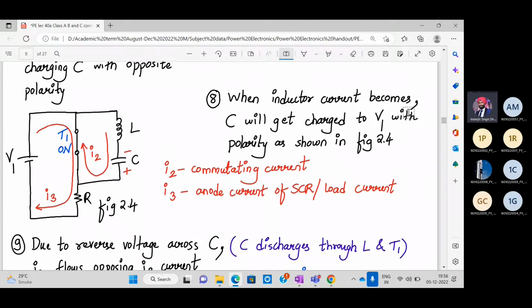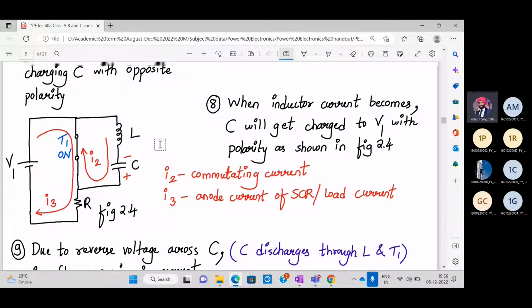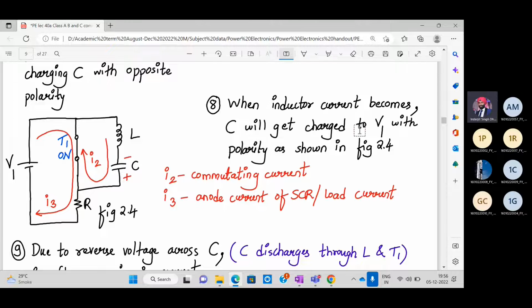When the inductor current becomes the same direction, your capacitor will get charged to V1, sorry, with the polarity as shown. So I2 is the commutating current, and I3 is the anode current of the SCR, or load current, we can call it.